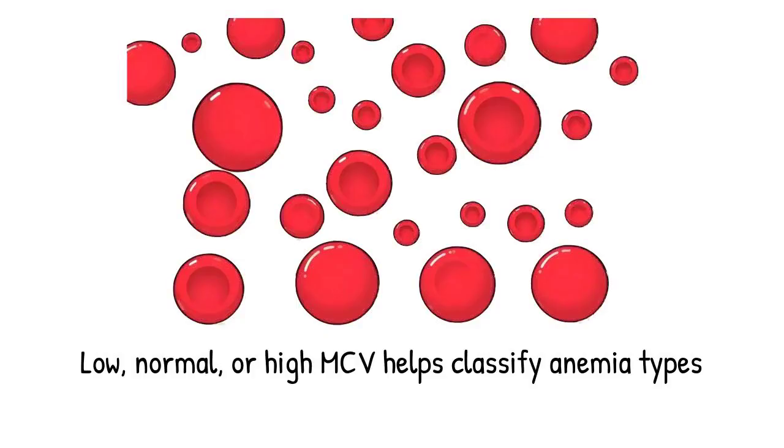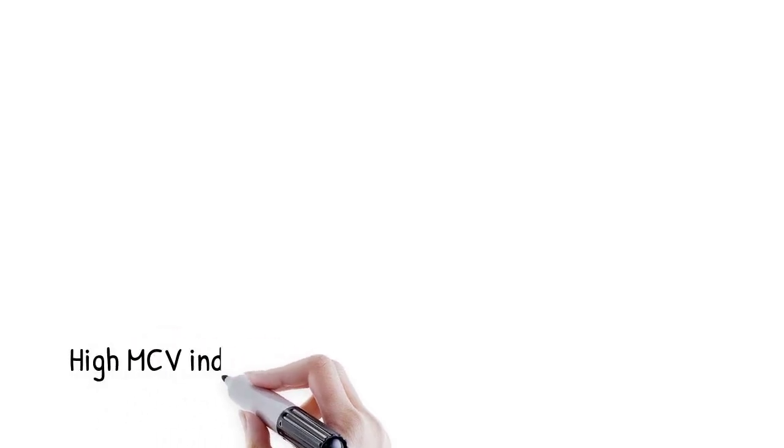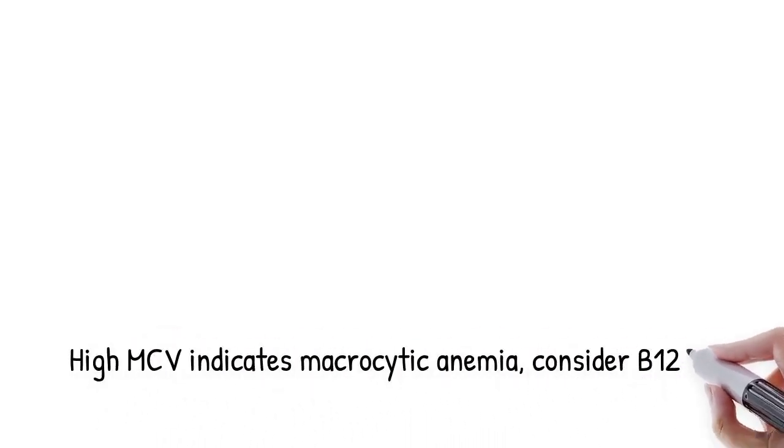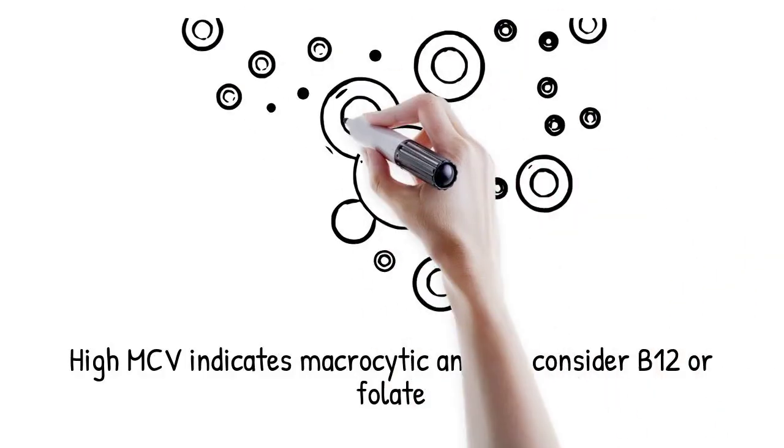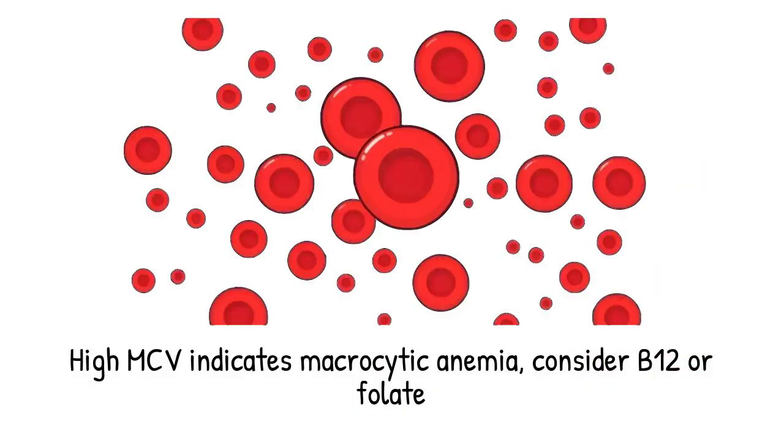If the MCV is normal, the cells are normal-sized, normocytic anemia, which has its own differential. And if the MCV is high, the cells are larger than normal, macrocytic anemia, which raises the question of B12 or folate deficiency, among other causes. MCV is your first morphological sorting tool when you approach any anemia.